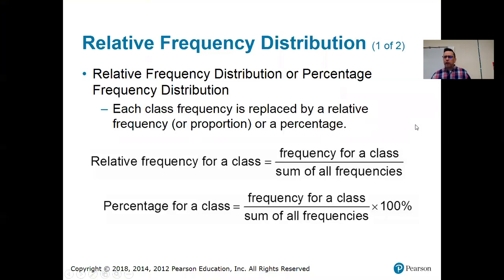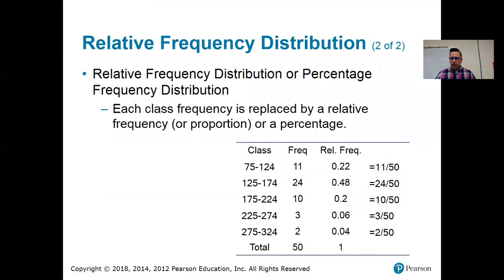And if you want to express those numbers as percentages, just remember to multiply the proportion by 100%. So the way that you convert a decimal into a percentage is multiply the decimal by 100%. A lot of people think of it as just move the decimal two places to the right. Well, that's what multiplying by 100 does. All right, so your relative frequency distribution is going to look like this.